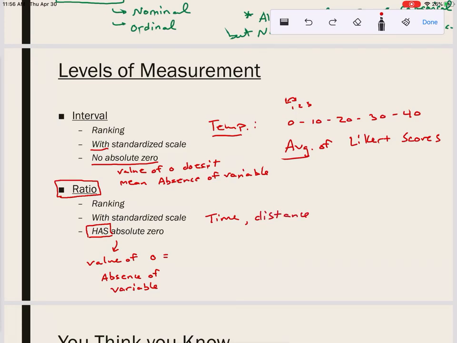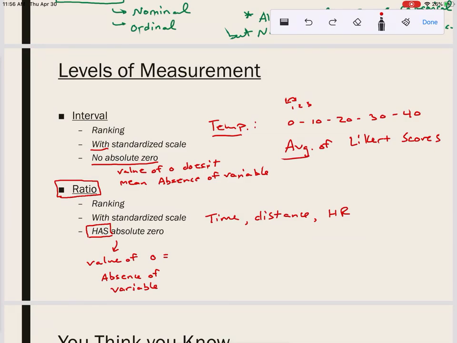Someone gets a time of 0, there really is no time. They didn't finish it. They didn't even complete anything at all. Other examples, distance. If we're talking about physiological data, heart rate.